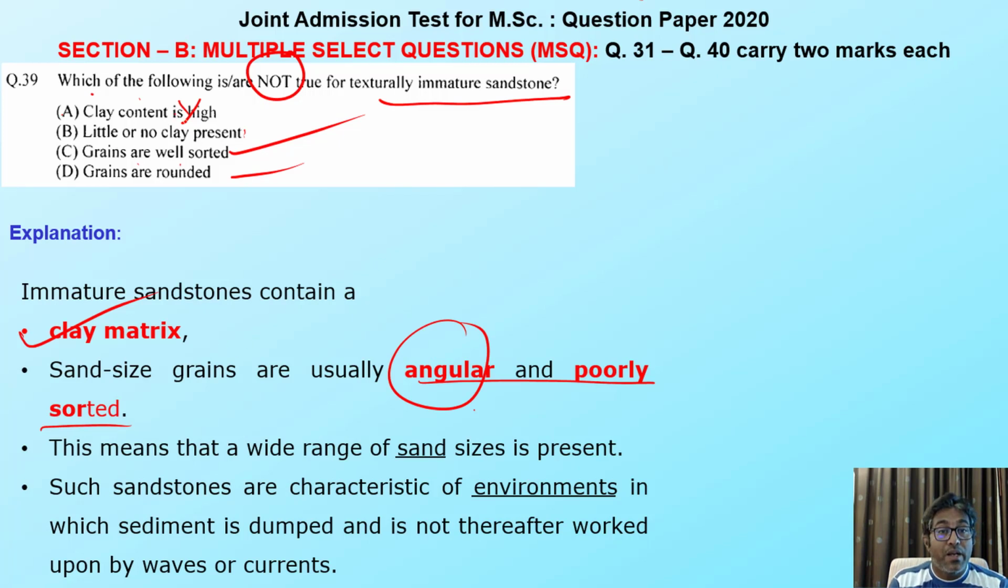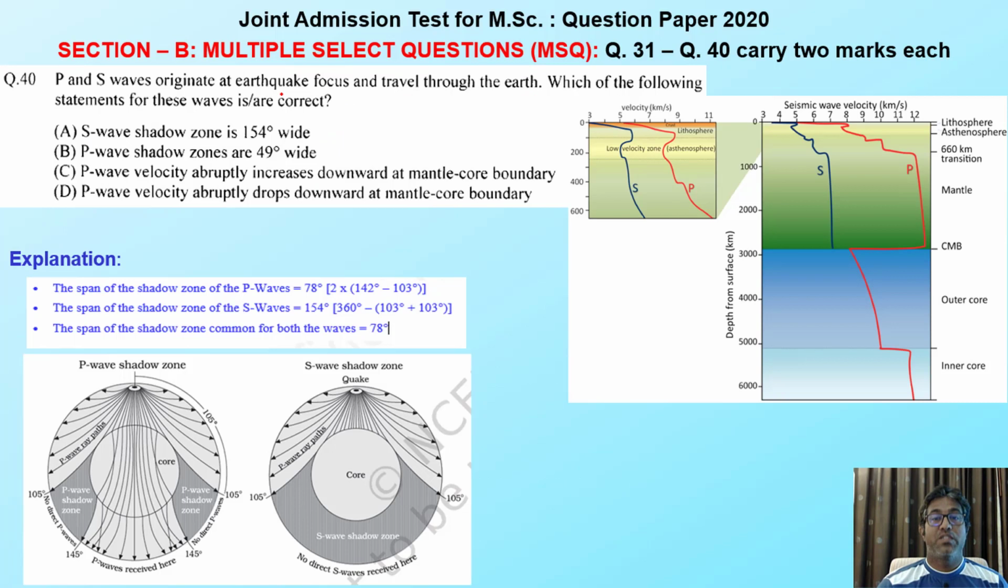Okay. So clay content is high? Yes, clay content should be high in immature. Little or no clay content? No, this is not the option. So my option is B, C and D. I have to identify the wrong answer. Clay content should be high in immature sandstone. So this means it couldn't be my option. Okay. This is the last question.